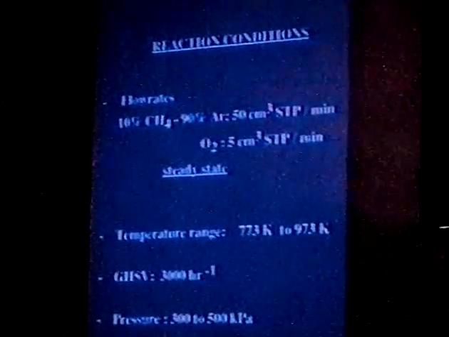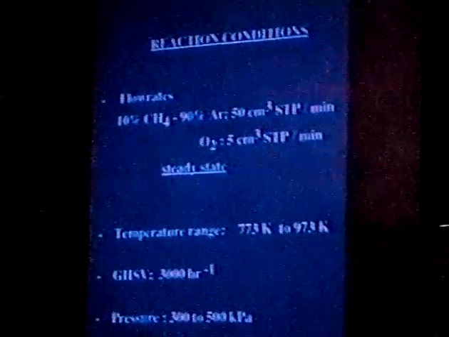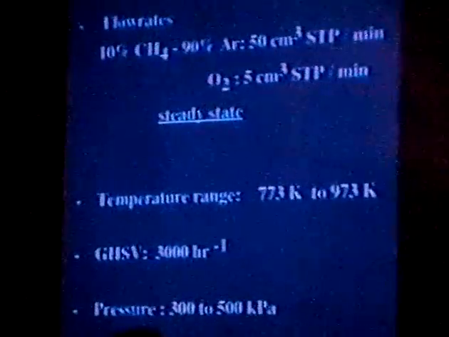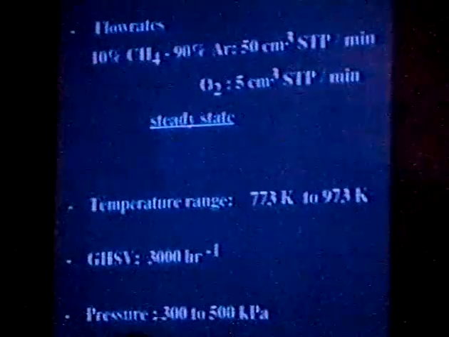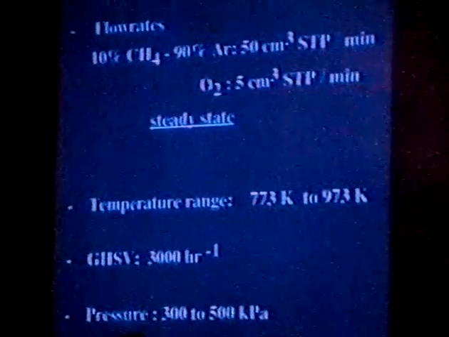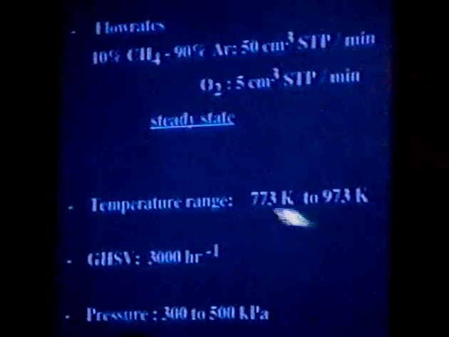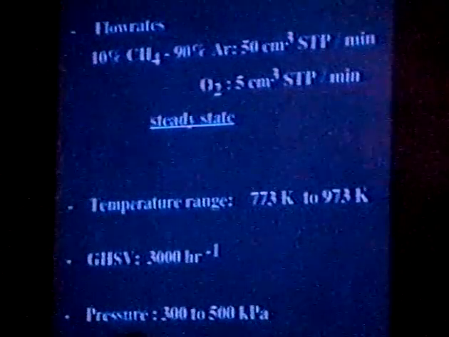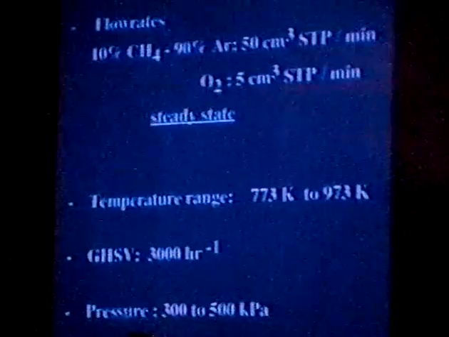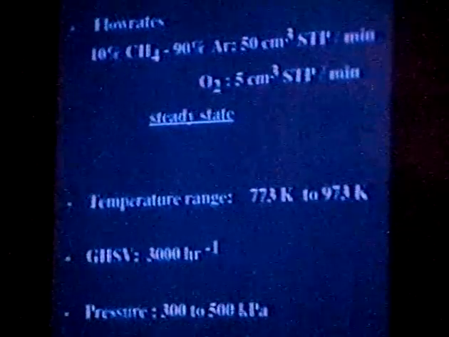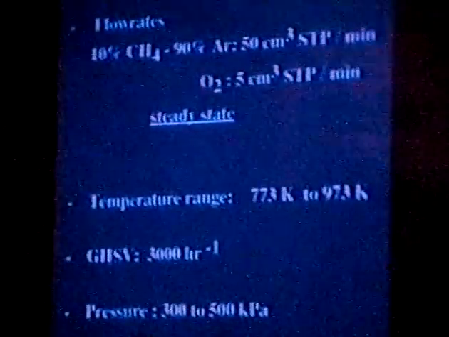Our reaction conditions are flow rates of 50 centimeters per minute, and we are using a dilute mixture of 10% methane in argon. We're also using a methane to oxygen ratio of 1. The steady state temperature range is 500 degrees C to 700 degrees C. The gas hourly space velocity is 3,000 per hour, and the pressure 300 to 500 kilopascal.